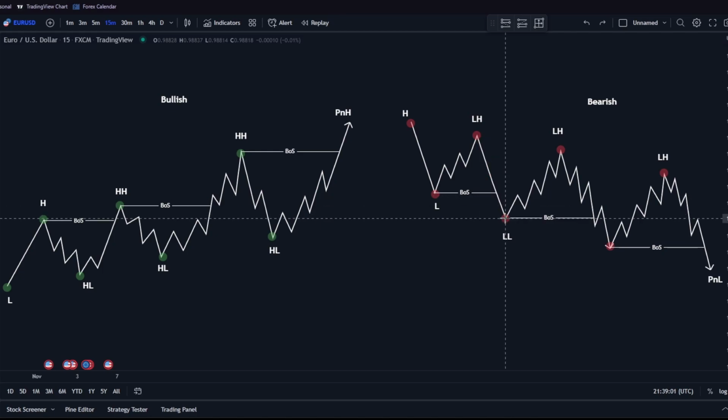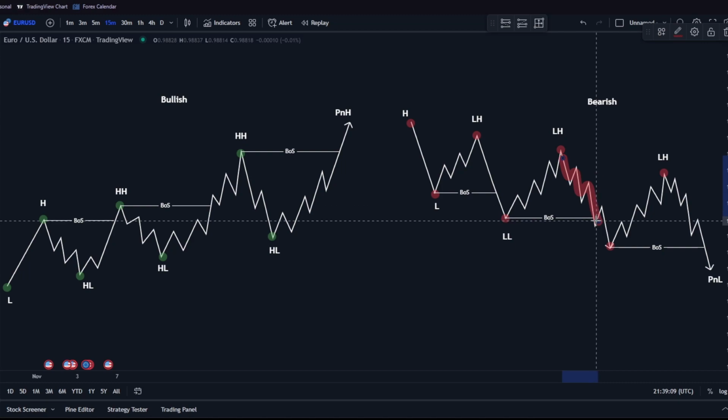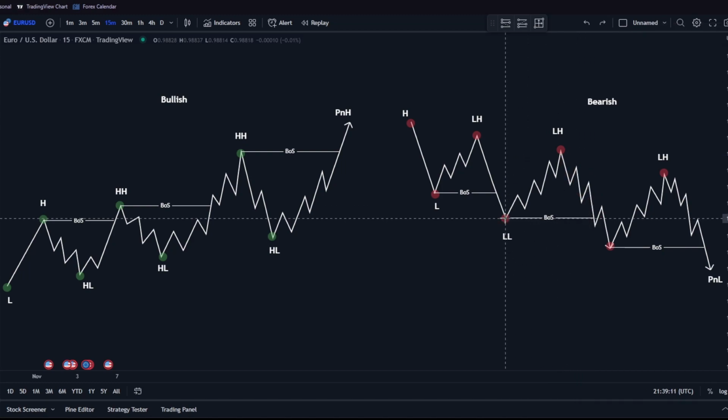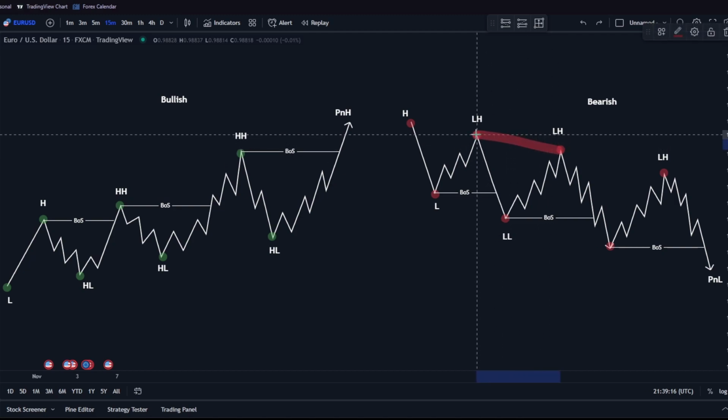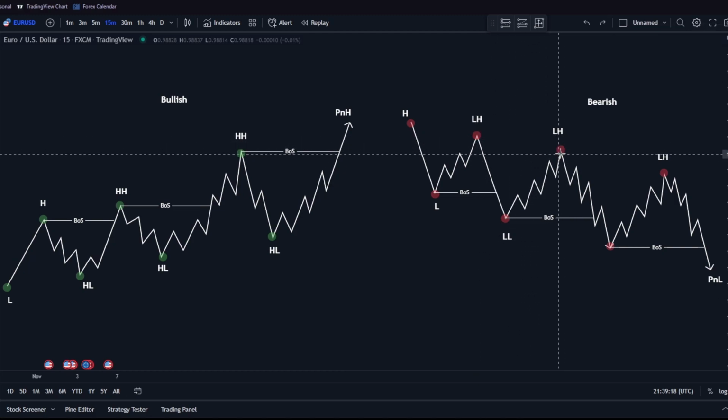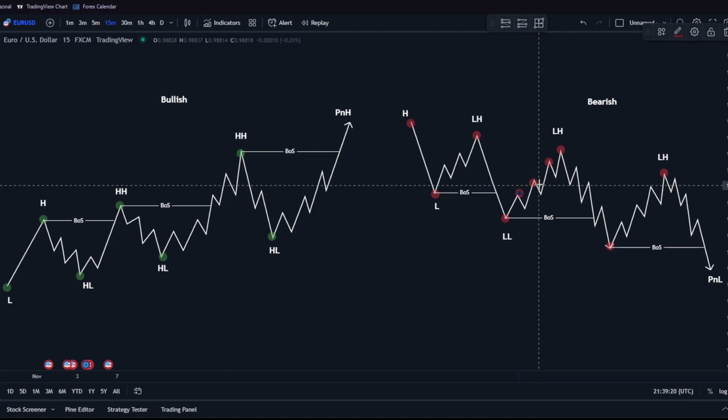And then as soon as we create this point and move up and then move down again and break structure, at that point we know that this is a lower low compared to that low. This is a lower high compared to that high. This being the highest point, not this one, not this one, not this one, no. Highest point.